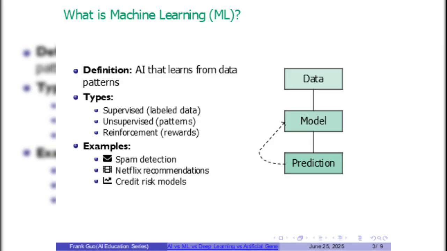You already use ML in daily life. Your spam filter learns to detect unwanted messages based on past examples. Netflix uses ML to suggest shows based on what you've watched. Credit risk models help banks decide who qualifies for a loan by learning from thousands of past applications. Machine learning is powerful because it lets machines improve with experience, just like humans.